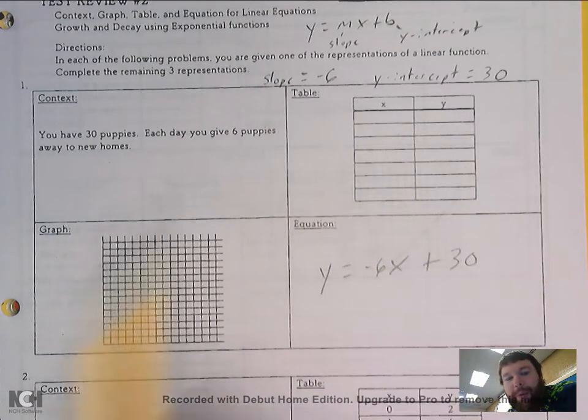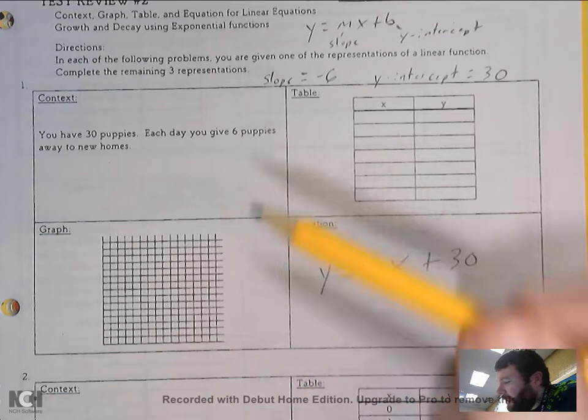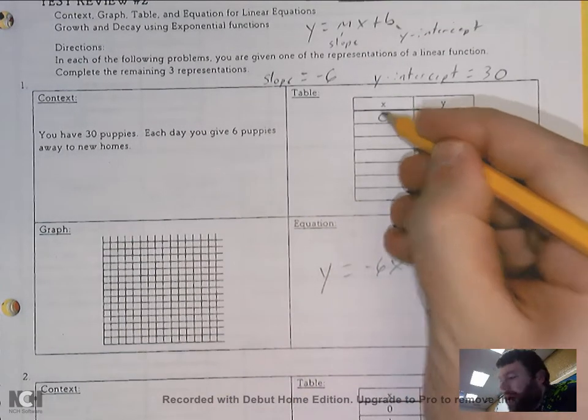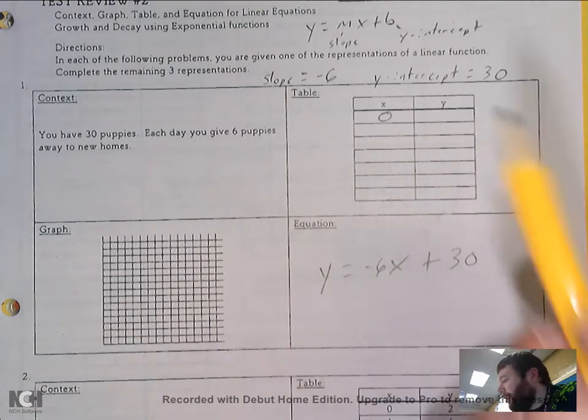Next thing is the table, and we always start at the y-intercept on the table. When you're on the y-axis, your x value is 0. So the x value of your y-intercept is always going to be 0. The y value is going to be whatever your y-intercept is, so it's going to be 30.